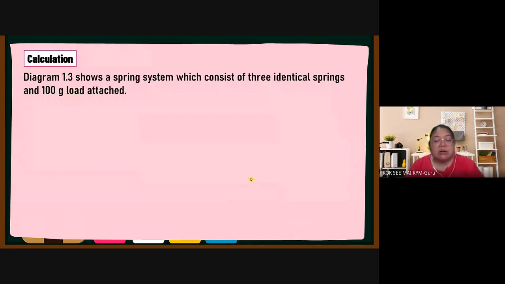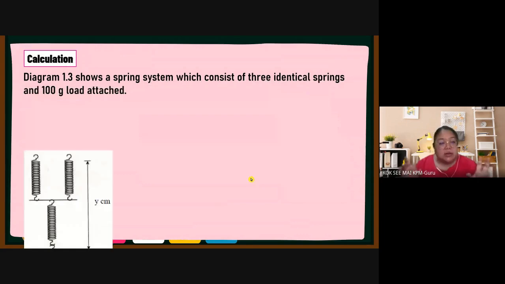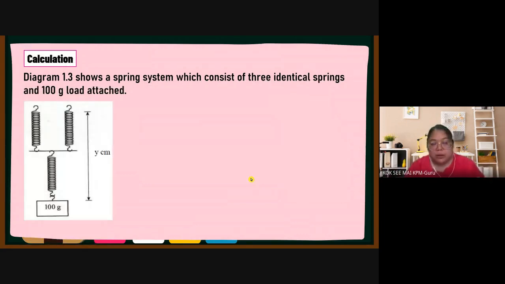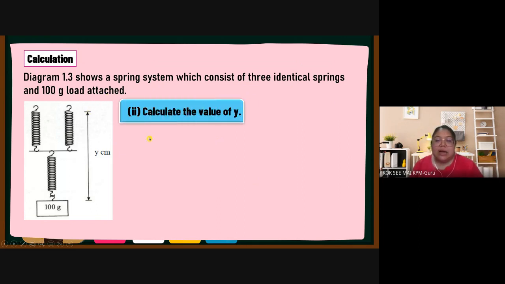Then we see the calculation question. If question 2 is the simple kind, they only give one question for you to calculate. From the diagram, they show a spring system consisting of 3 identical springs, hanging with a 100 gram load. Now calculate the value y. When I put 100 grams, how much will it extend? So this is a calculation, maybe 2 marks. This is an example calculation question.